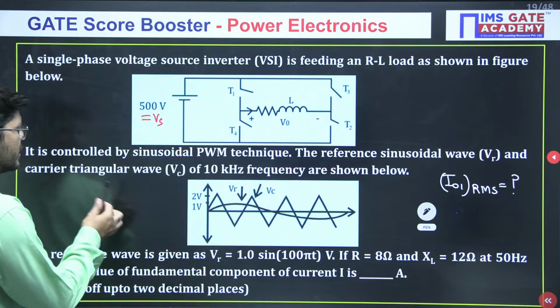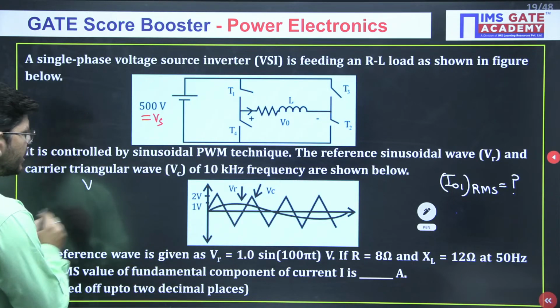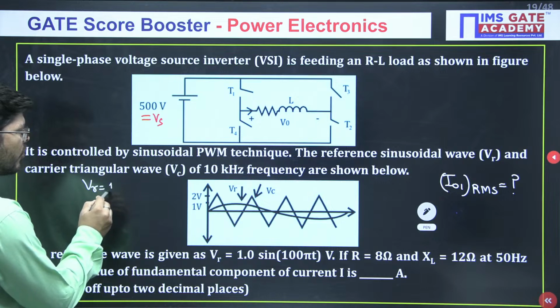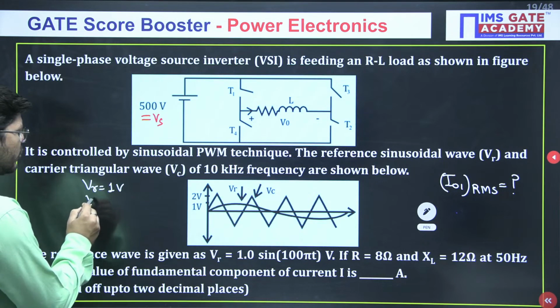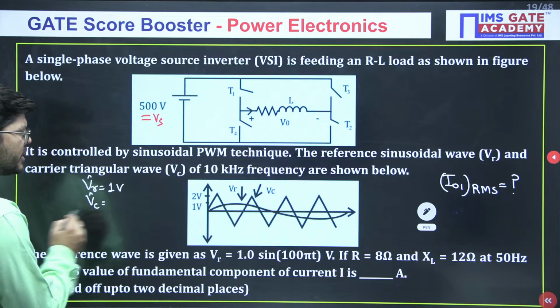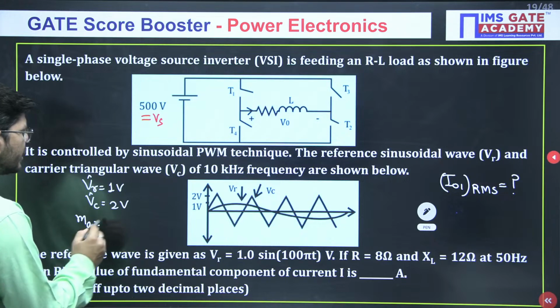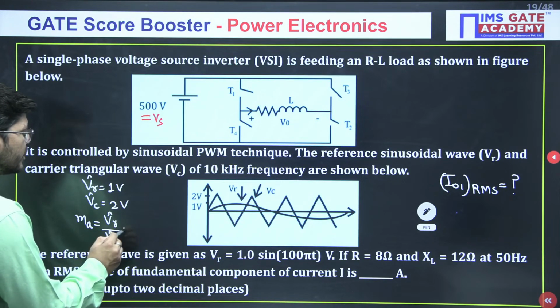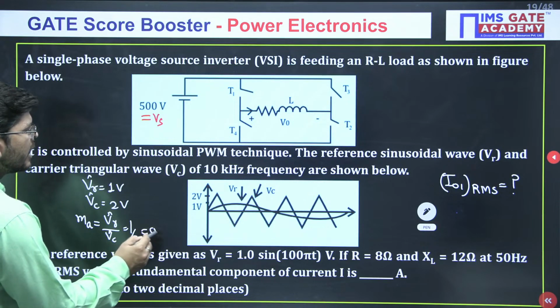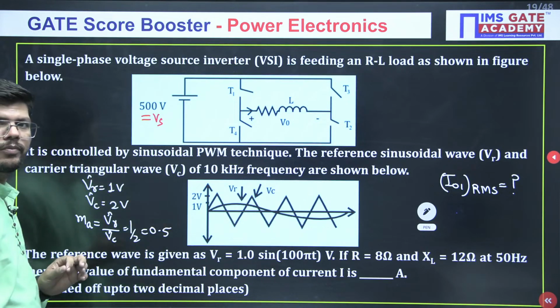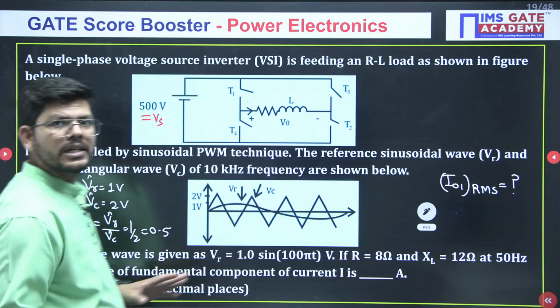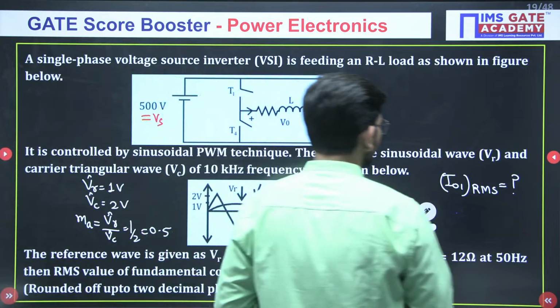And what has been given to us is the value of reference voltage, 1 volt. The peak value of carrier voltage is 2 volt. So we can calculate the modulation index here, which is the peak of VR to peak of VC. So 1 by 2, and you will get 0.5. And the rest I leave over to you.